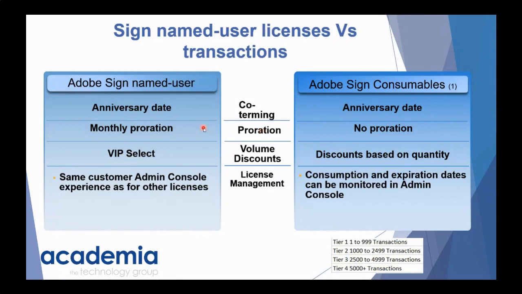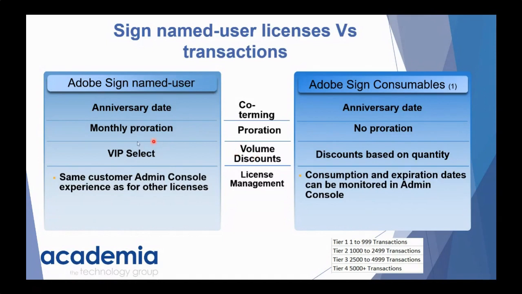So again, they're a 12-month contract, but you pay for them monthly. So if there's 12 months left, you pay for 12 months with named users. You pay for 10 months if there's 10 months left, so on and so forth. However, with consumables or transactions, the price doesn't change. So if I'm buying 1,000 transactions, it doesn't matter if there's 12 months, 10 months, 1 month left, I'm paying exactly the same price. Volume discounts is also a bit different and worth being aware of how this works.